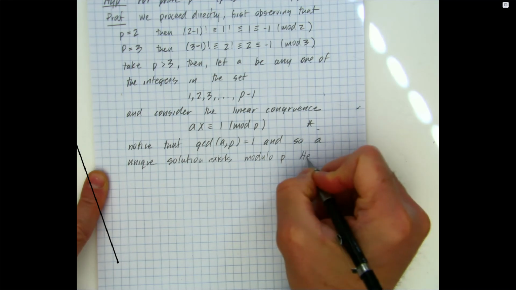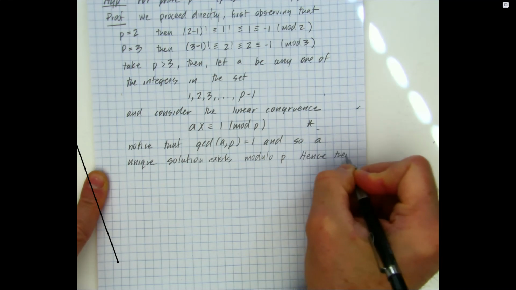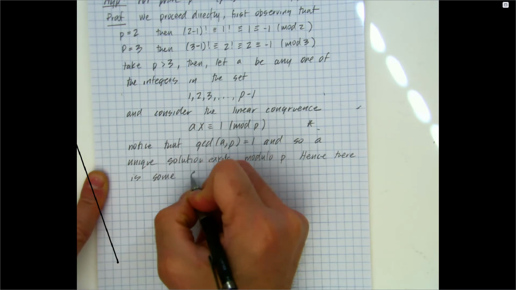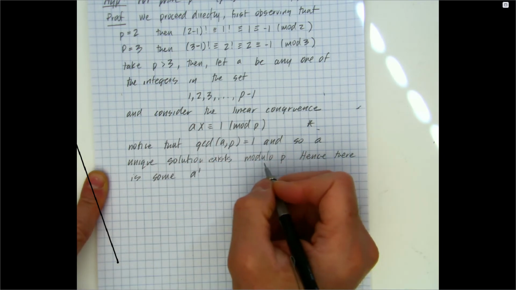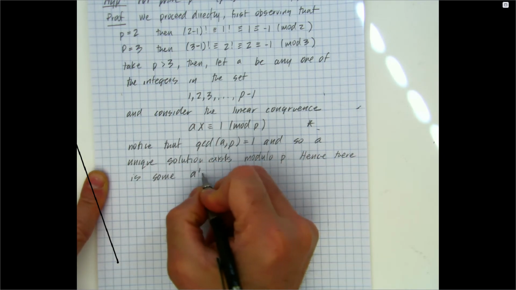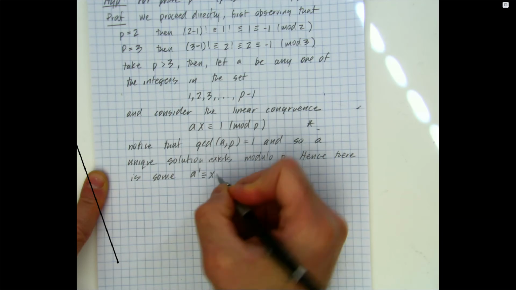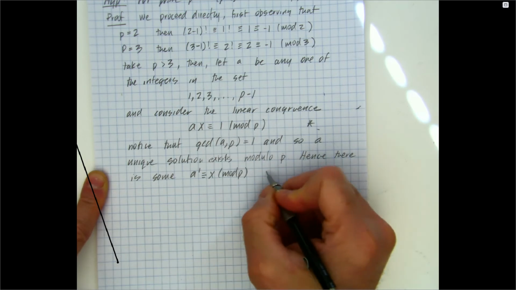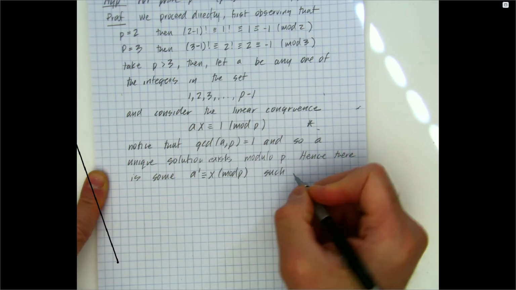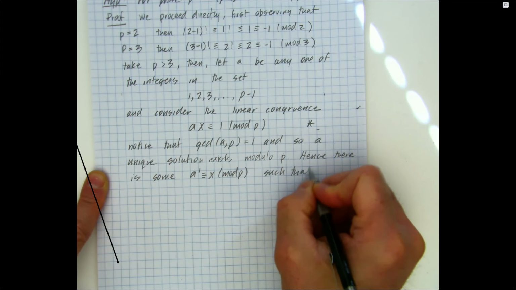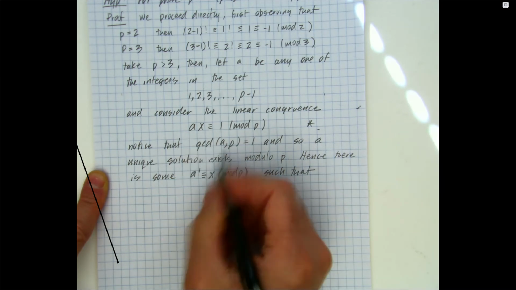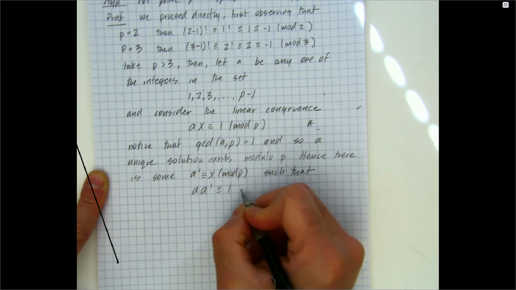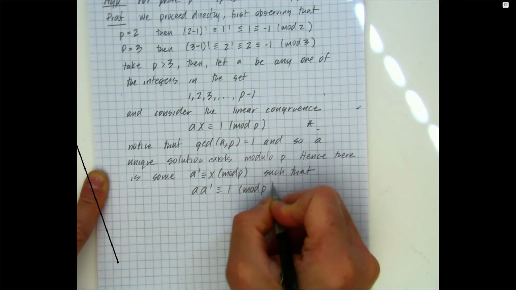So I guess what I'll say is hence there is some, let's call it a prime, that's congruent to x mod p, such that a times a prime will be congruent to 1 mod p.